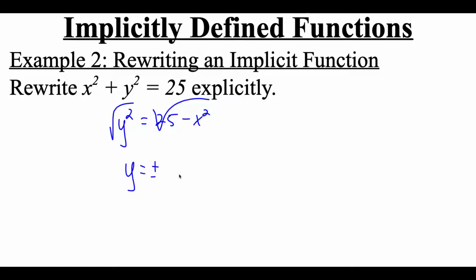We have to remember to put a plus and a minus in front of the radical, and then we're not allowed to break down these individual pieces because of the subtraction happening between them. So underneath the radical, I'm going to leave it as 25 minus x squared. So this has now been rewritten explicitly. We solved for y, so we know exactly what y is equal to.